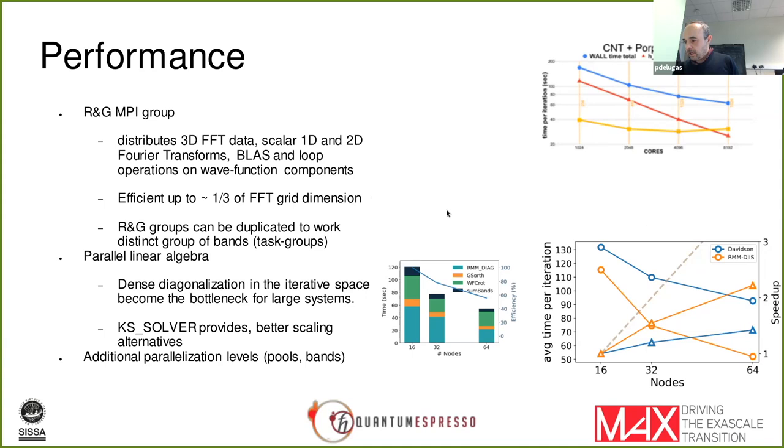One thing that you won't see today, because it has not been possible to show systems so large, is that when you are using systems with many bands, one of the suggestions is to use this new algorithm called RMM-DIIS, together with the PW MPI group. You will see afterwards that we have additional parallelization levels that allow you to improve the scalability of the code using many trivial parallelization schemes that can give you access to the usage of many more MPI ranks.